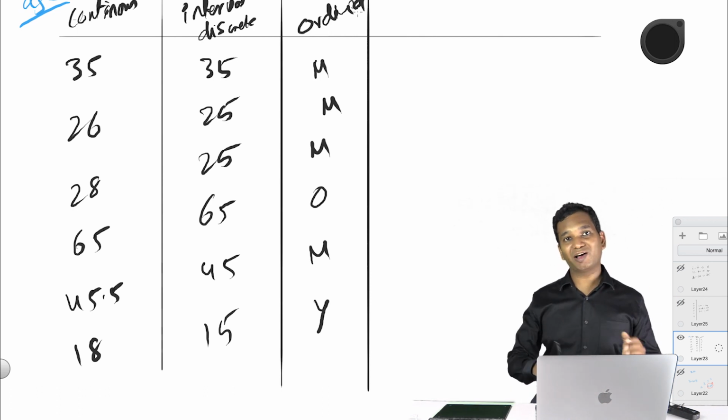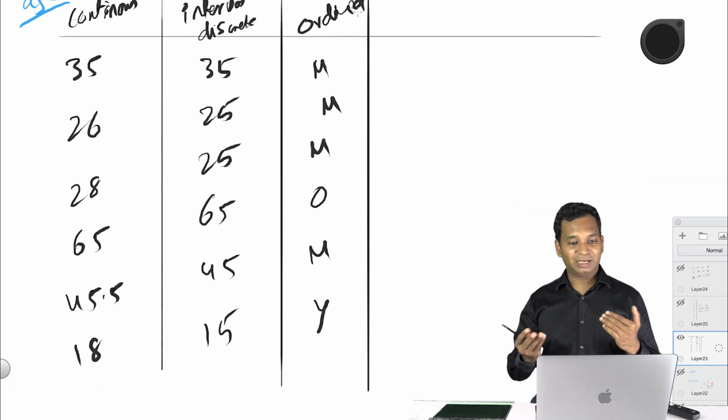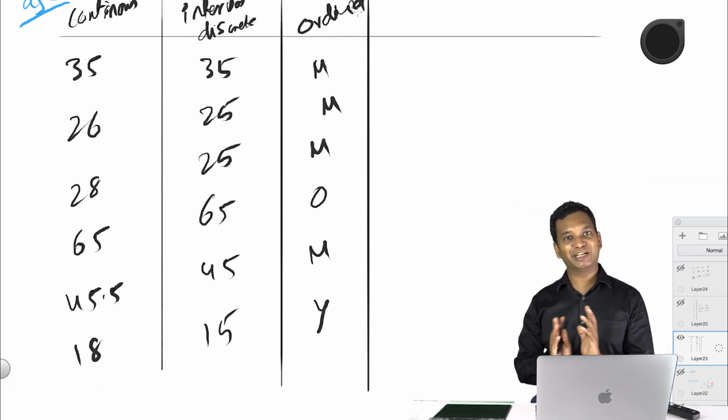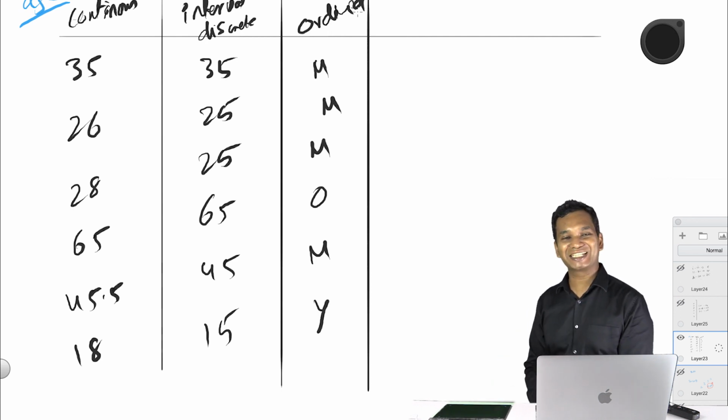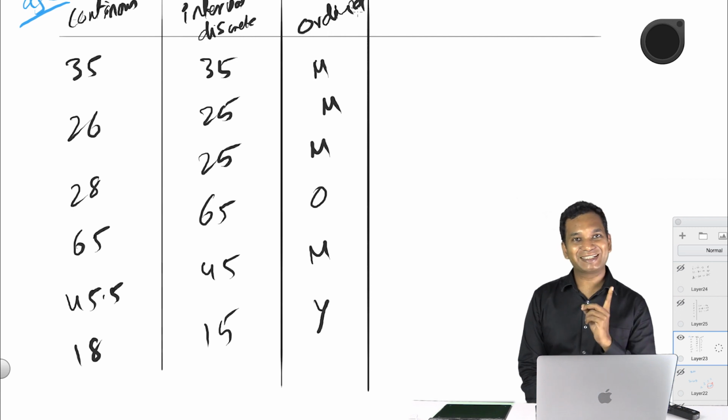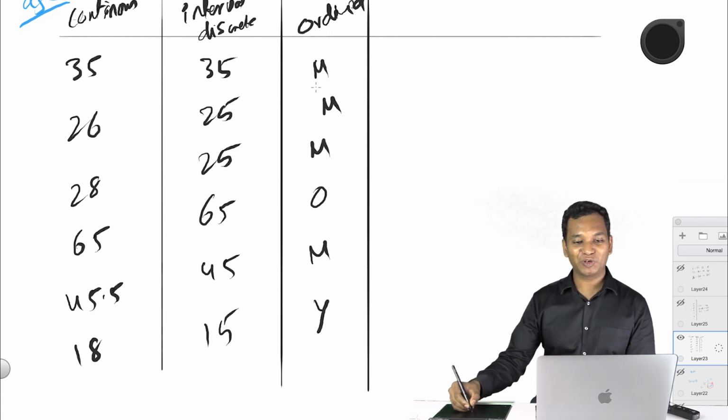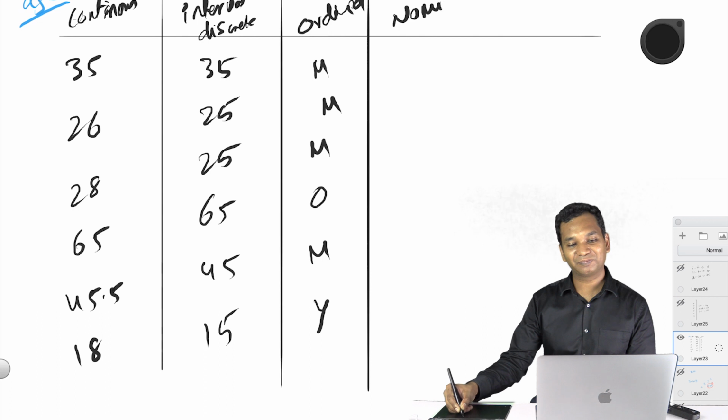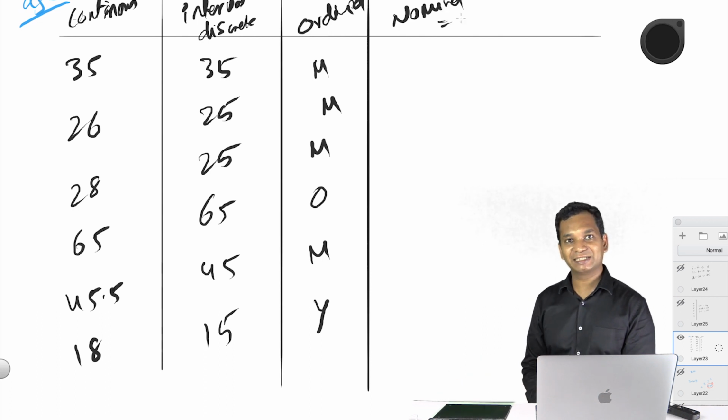By doing so, I lost more information, isn't it? Almost lost everything. I just know the category, either young or old or middle age. The next interesting question: can you also convert this into a nominal value? Nominal does not have an order. Well, the answer is yes.